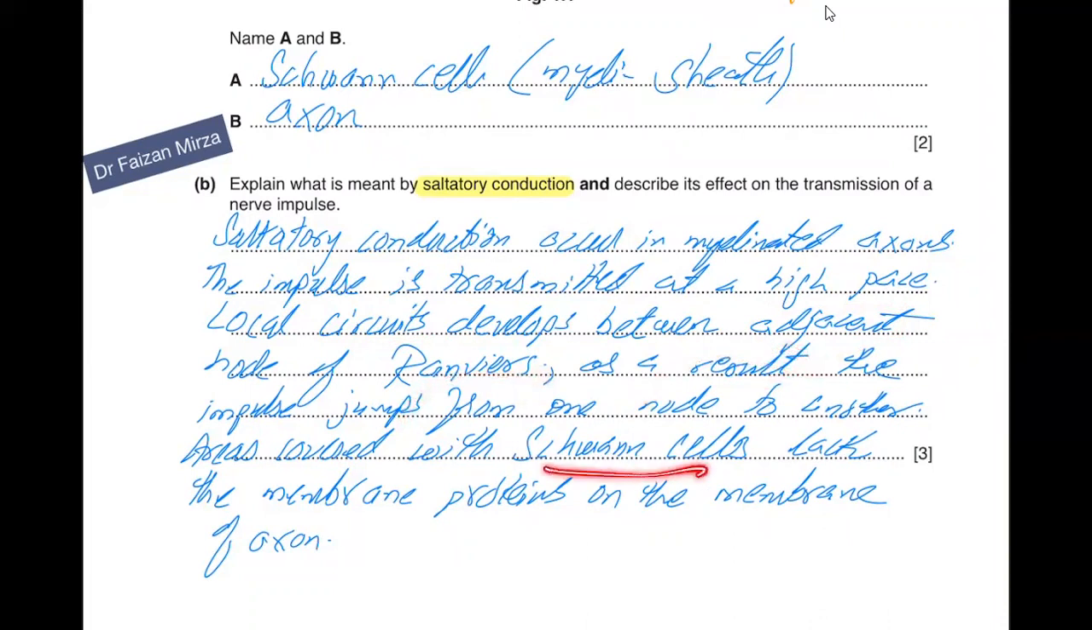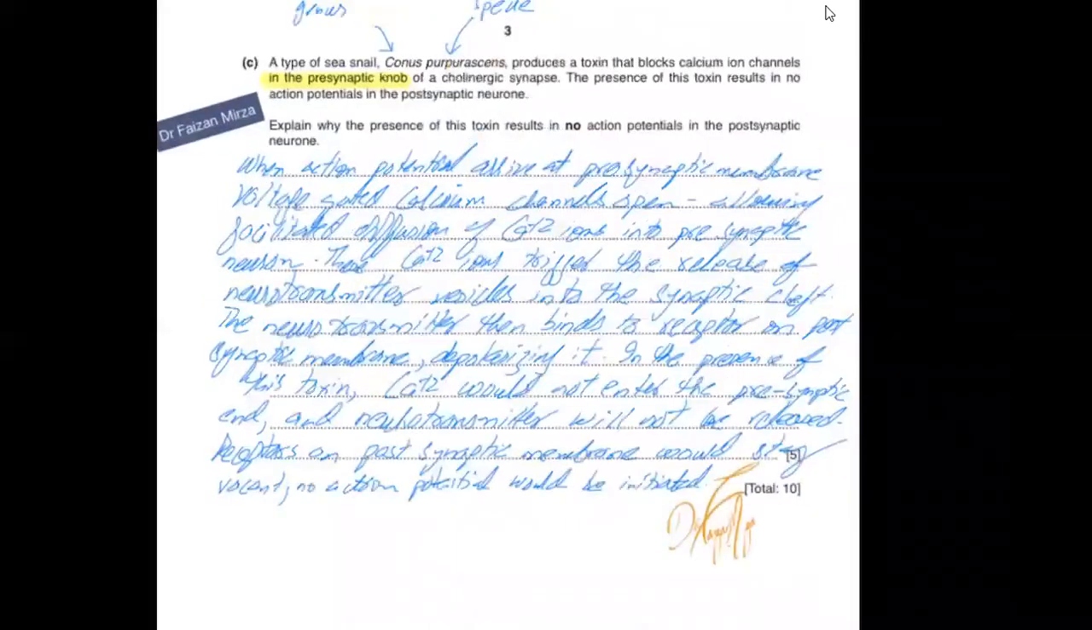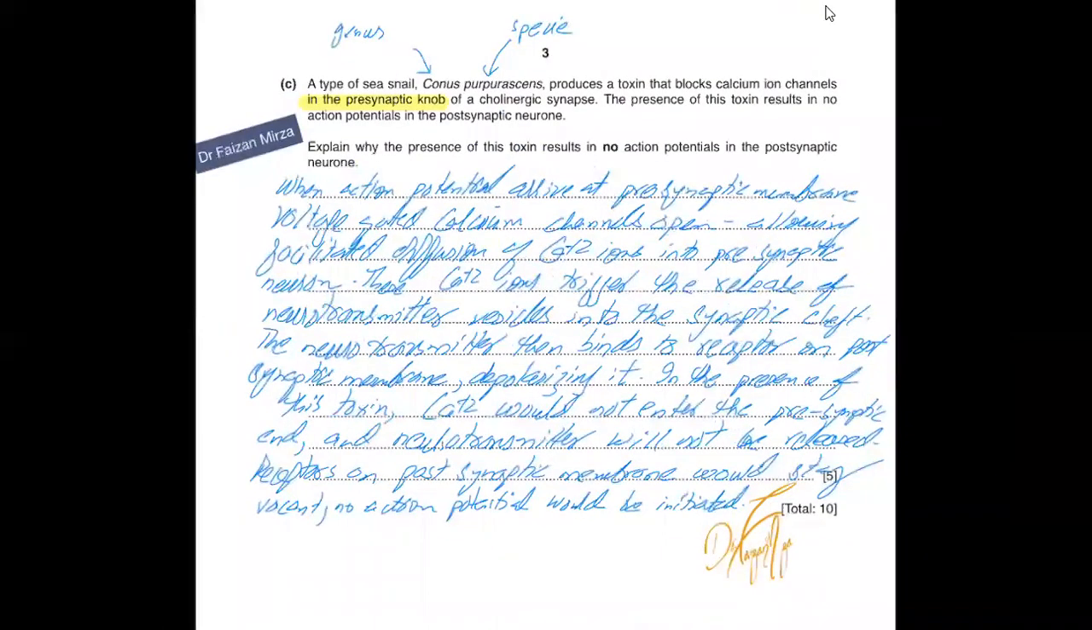The areas which are covered with the Schwann cell lack membrane proteins as on the membrane of the axon. So no repolarization occurs across that. So the impulse jumps from one node to the next and then the next. As a result, the impulse keeps getting transmitted at a very fast pace. That's saltatory conduction.